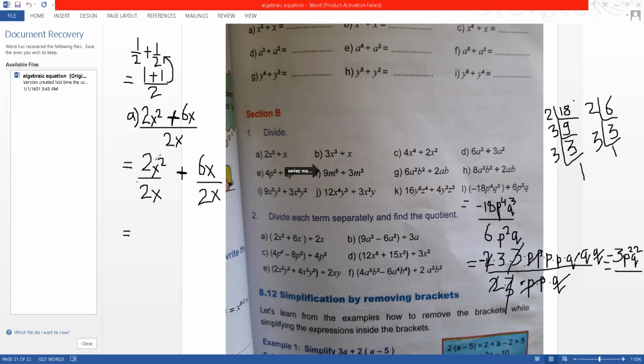So 2x square. Now, if you have understood up to here, we are going to take this division and this division separately. These two are added by a plus sign, right? So now I'm going to take them separately. Now 2 is a prime number, so I'm not going to have to expand it, prime factorize it, like 18 and 6 here.